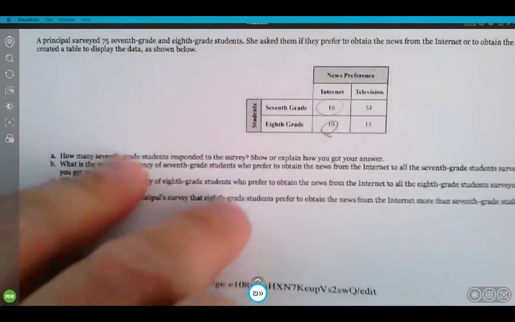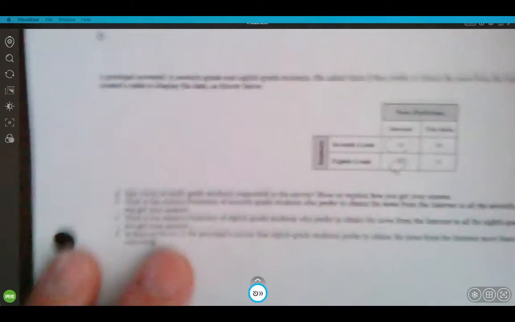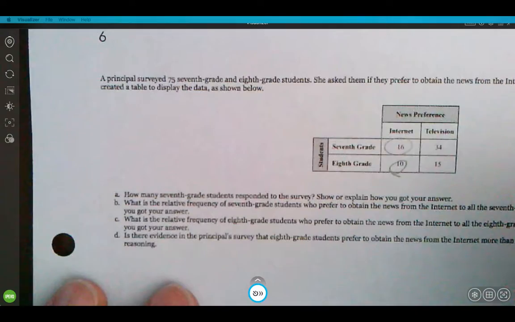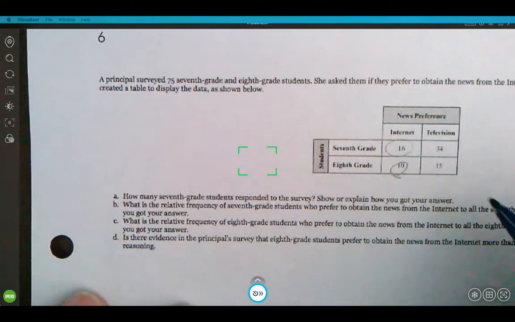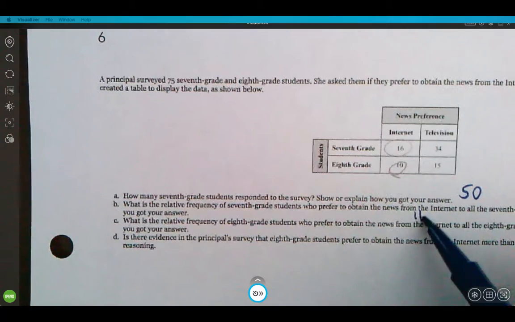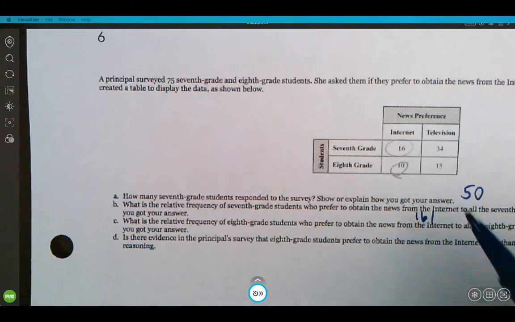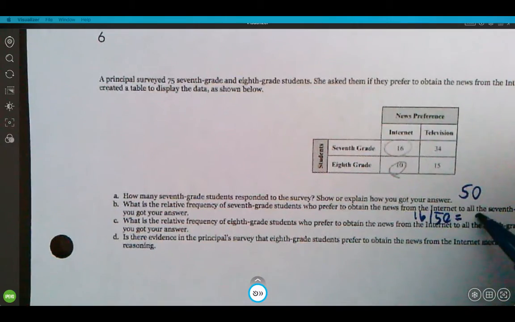And then the last question. Sorry for the small printout here. I'll try to go through this quickly so this video doesn't last too much longer. In part A, how many 7th graders responded to the survey? So 7th graders that responded, 16 plus 34 is 50. Part B, what is the relative frequency of 7th graders who prefer to get their news from the internet? 7th graders that wanted their news from the internet is 16 to all the 7th graders surveyed. So that's 16 out of 50, which reduces to 32%.